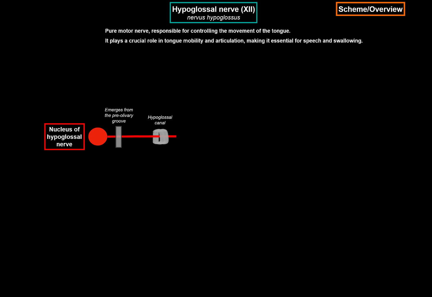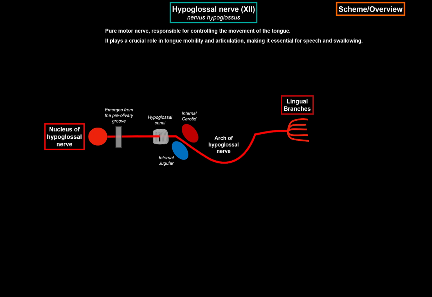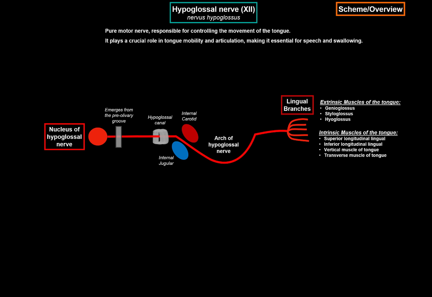As the nerve is now outside of the cranium, it travels between the internal carotid artery and the internal jugular vein to then form an arch we call the arch of the hypoglossal nerve. It then goes towards the tongue and gives off the lingual branches to supply the muscles of the tongue, which primarily include the extrinsic muscles, the genioglossus, styloglossus, and the hyoglossus, and the intrinsic muscles, which are the superior and the inferior longitudinal lingual muscles, and the vertical and the transverse muscles of the tongue.